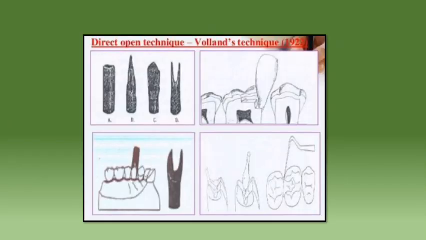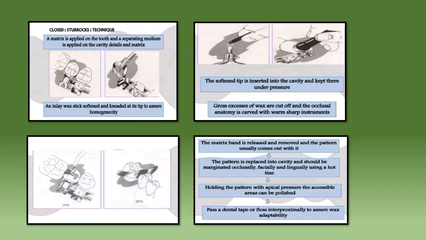And there is one more classification apart from a direct and indirect technique. Indirect, we have two, that is open technique and closed technique. Open technique is nothing but Voland's technique, and closed technique is nothing but Starrup's technique. Voland's technique is a simple technique wherein you directly put your wax pattern inside the cavity and take it out. Whereas in closed technique, what we do now, we adapt a matrix band. A matrix is applied onto the tooth, and a separating medium is given. That is common, right? And what you do now, you take an inlay wax stick, you will soften and knead it.